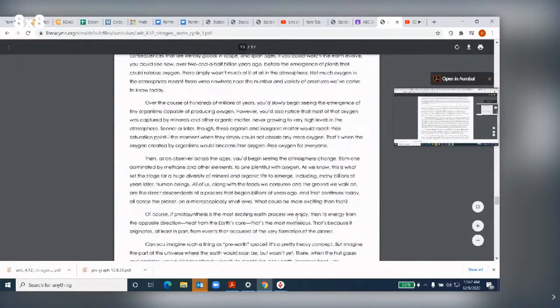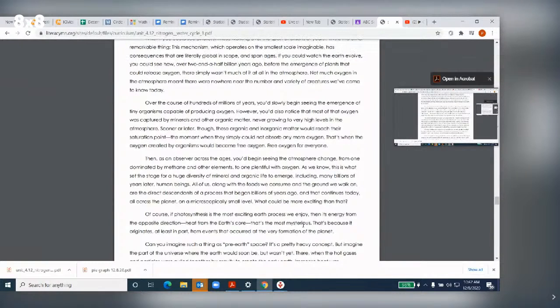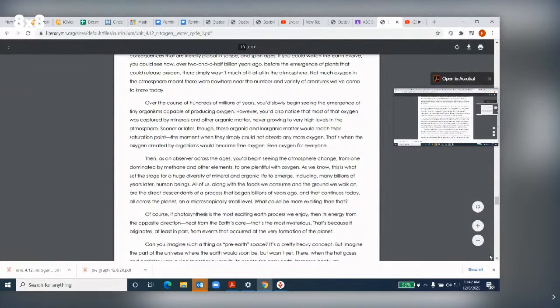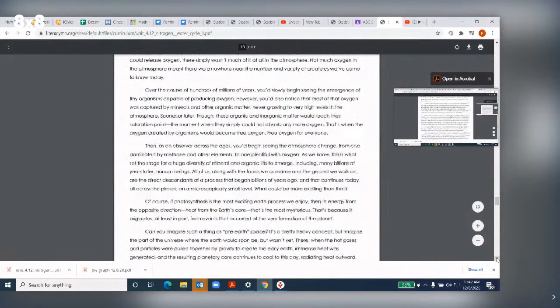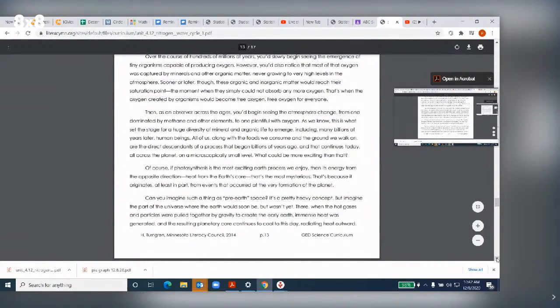Of course, if photosynthesis is the most exciting process we enjoy, then energy from the opposite direction, heat from the Earth's core, is the most mysterious. That's because it originates, at least in part, from events that occurred at the very formation of the planet. Can you imagine such a thing as pre-Earth space? It's a pretty heavy concept, but imagine the part of the universe where the Earth would soon be. That's when hot gases and particles were pulled together by gravity to create the early Earth. Immense heat was generated, and the resulting planetary core continues to cool to this day, radiating heat outward.